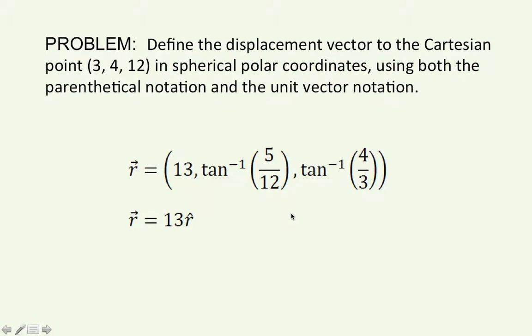To find the answer, you should have calculated r as 13 and rho as 5. The colatitude theta will be given by the inverse tangent of rho over z, while the azimuthal angle phi will be given by the inverse tangent of y over x. Therefore, the parenthetical notation should be (13, tan inverse 5/12, tan inverse 4/3). And in terms of the unit vectors, it should be 13 r hat. Let's go ahead and do another problem.